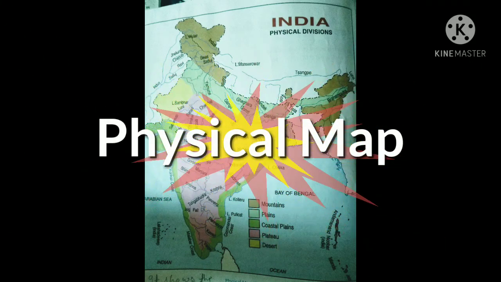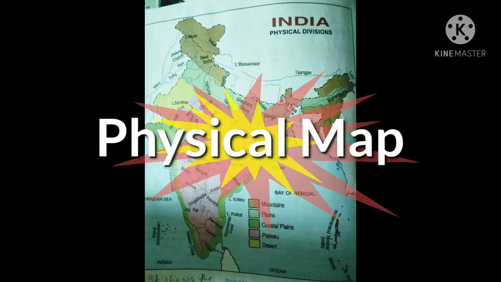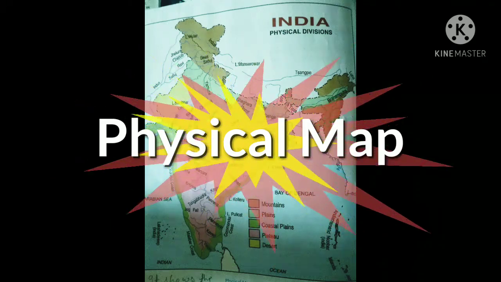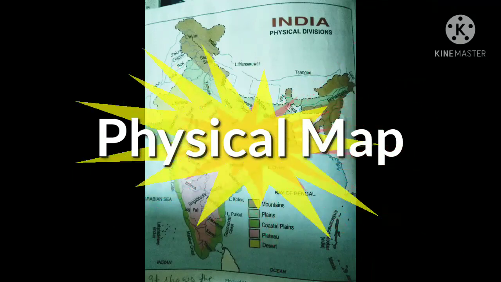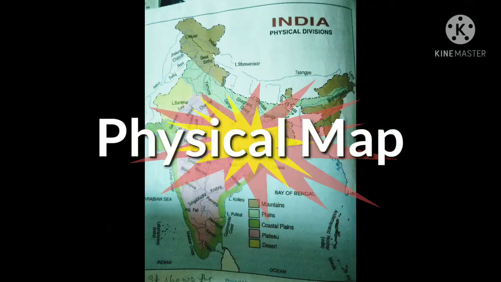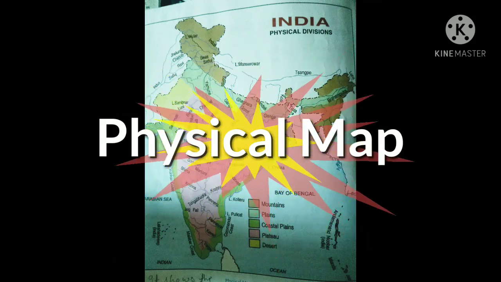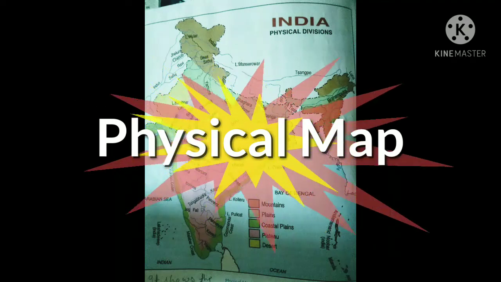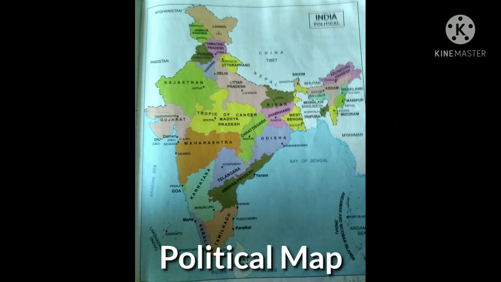Now come on children, physical map. You can see in this picture the physical map of India. It shows the earth's features like landscape, mountains, rivers, valleys, deserts. Different colors are showing different places. You can see in this picture of the map. So this is called physical divisions.